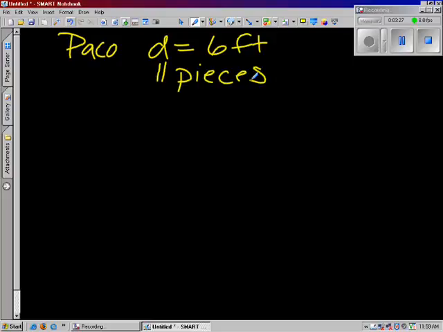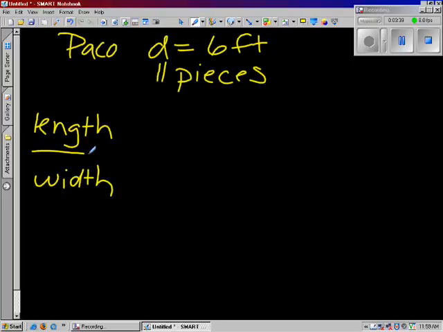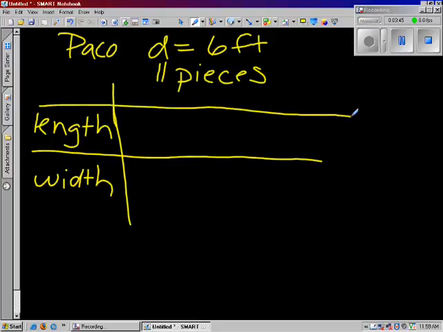Okay? He's actually measuring the length and width of his classroom at school. He wants to know how big his classroom is. So he's measured the length of it, and he's measured the width of it. And I always like to organize my information in a table or a chart of some kind. Keeps me a lot more organized.